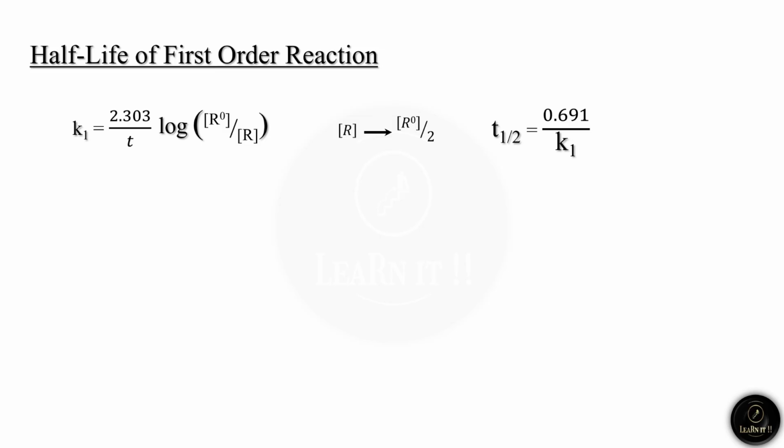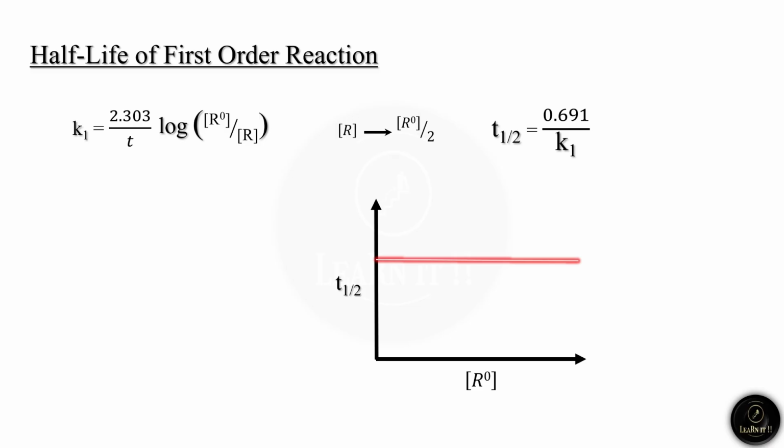If we plot a graph of t half versus initial concentration of the reactant, it is going to give us a straight line which is parallel to the x-axis. It means the half-life period of first order reaction is independent of the initial concentration of the reactant.